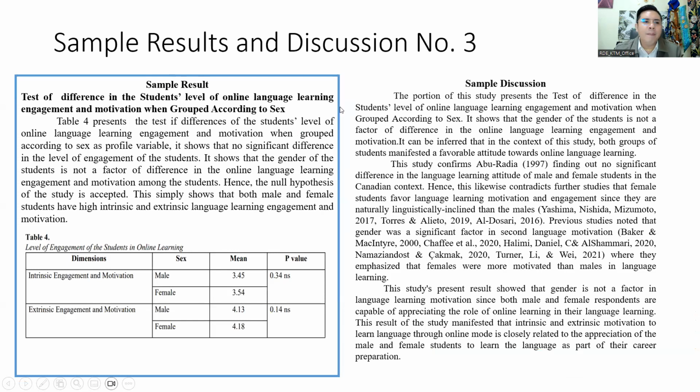So number 3 example is this: test of difference in students' level of online language learning engagement and motivation when grouped according to sex. So Table 4, this is the result, presents a test of differences in students' level of online language learning. It shows no significant difference. It shows the gender of students is not a factor of difference, and the null hypothesis of the study is accepted.